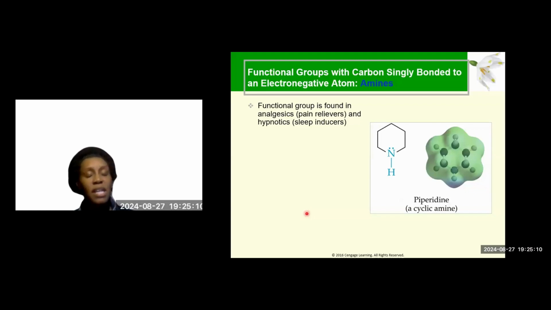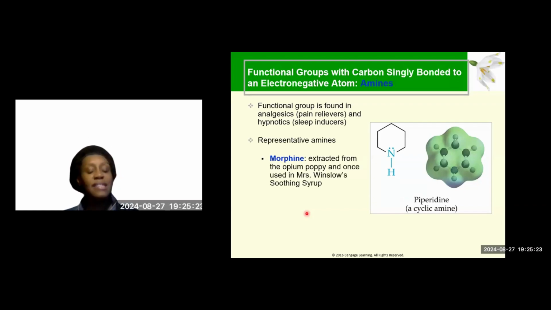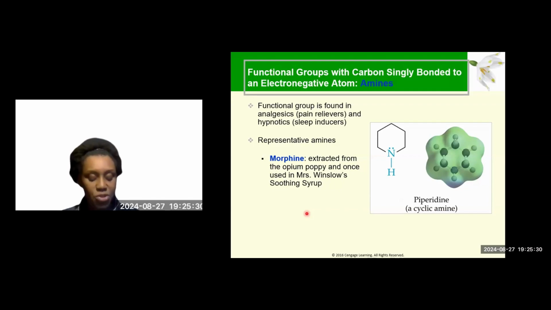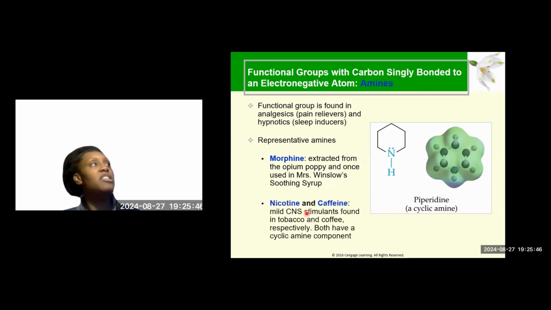But first, let's dig a little deeper into amines. Amines are functional groups that can be found in pain relievers as well as sleep inducers. An example of an amine is morphine. Notice the name morphine ends in I-N-E. It is extracted from the poppy, and it was used in Mrs. Winslow's soothing syrup. Of course, we know that morphine is used medicinally for dealing with pain, especially for individuals who are on hospice.